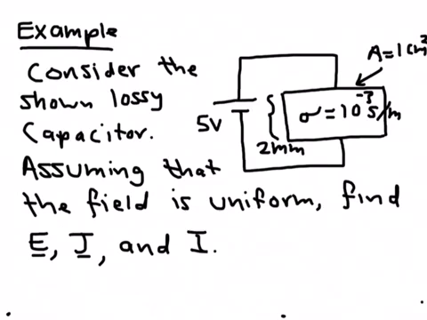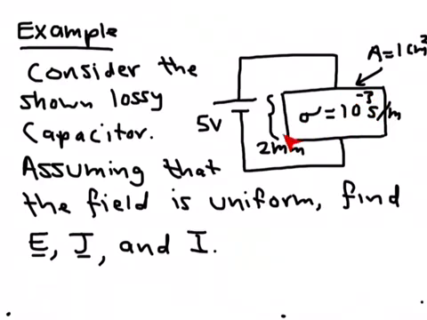Now let's take a look at one example. We have here a parallel plate capacitor, so you have a positive electrode and a negative electrode. And this is really a lossy capacitor, meaning that the material inside the capacitor is not a perfect insulator. It has a finite conductivity. The conductivity has units of Siemens per meter, and this one here has a conductivity of 10 to the minus 3. Conductivity can be way higher than that, but this is a lossy capacitor.